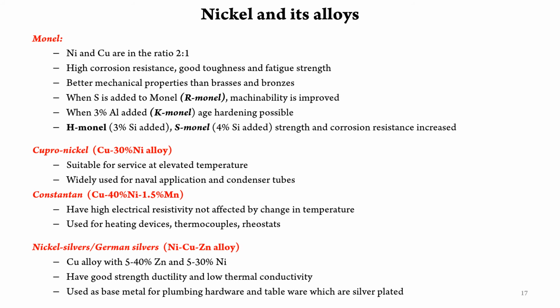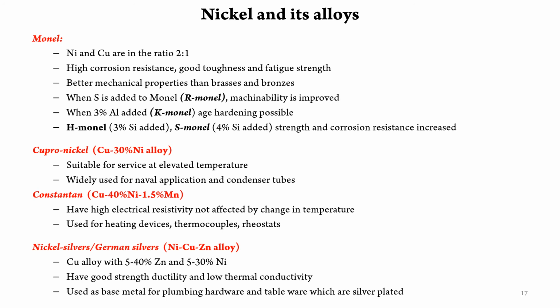The first one is monel. The nickel and copper are mixed together in the ratio 2:1. That is 2 parts nickel and 1 part copper. It has high corrosion resistance, good toughness and fatigue strength. It has better mechanical properties than brasses and bronzes.